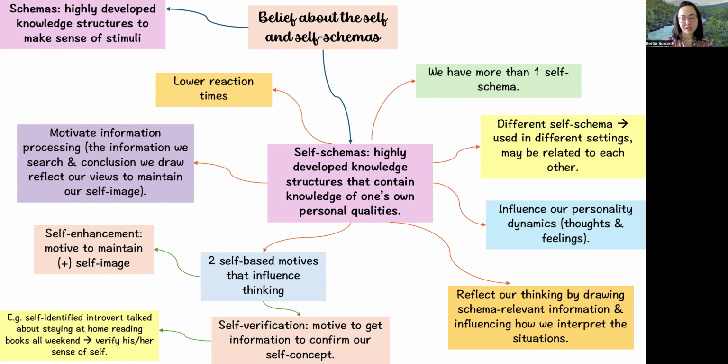Self-schemas influence our personality dynamics, thoughts, and feelings. Self-schemas reflect our thinking by drawing schema-relevant information and influencing how we interpret the situation. It means that when we experience something, we reflect back, we think about what we have in our knowledge, what we have experienced before. We are trying to find the schema-relevant information that we already have in our brain because we want to interpret the situations.